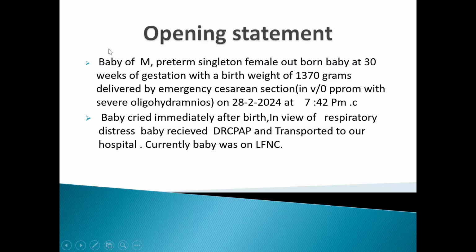Good evening. Today, I'm going to discuss the case-based discussion on volume guarantee ventilation. Baby of M, preterm singleton female, outborn baby, born at 30 weeks of gestation with a birth weight of 1370 grams, delivered by emergency cesarean section. Indication is in view of preterm premature rupture of membranes with severe oligohydramnios on 28th February 2024 at 7:42 p.m. Baby cried immediately after the birth. In view of respiratory distress, baby received delivery room CPAP and was transported to our hospital. Currently, the baby was on low flow nasal cannula.